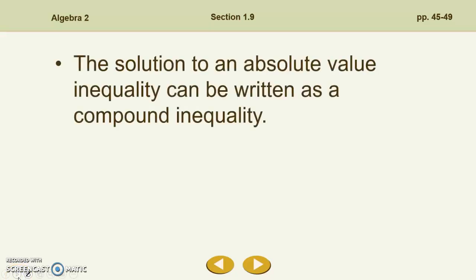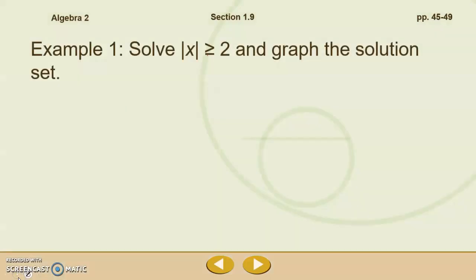The solution to an absolute value inequality can be written as a compound inequality. Remember, that means we're just going to break it apart into 2. So let's take a look at this problem. Solve the absolute value of x is greater than or equal to 2 and graph the solution set.